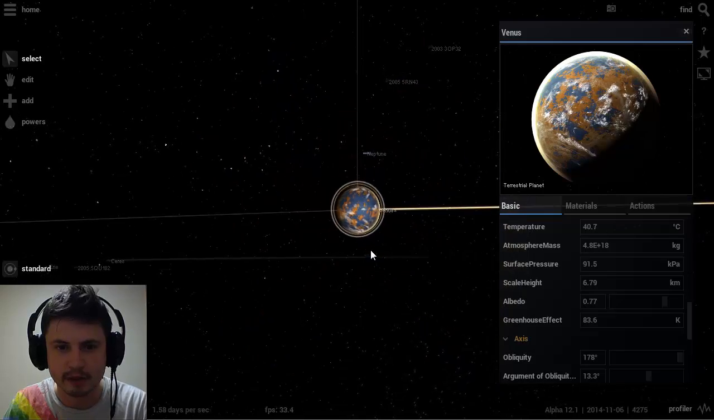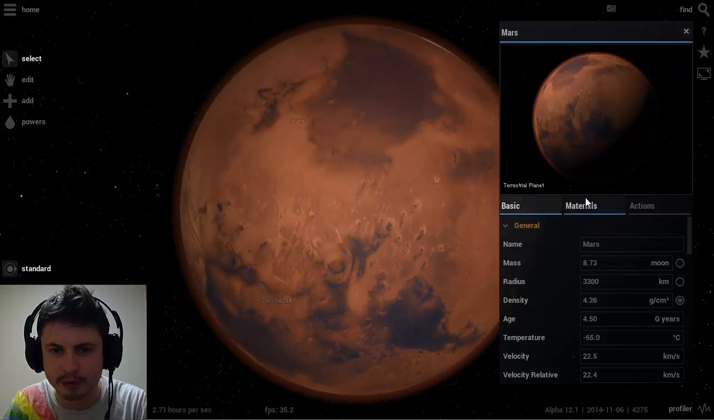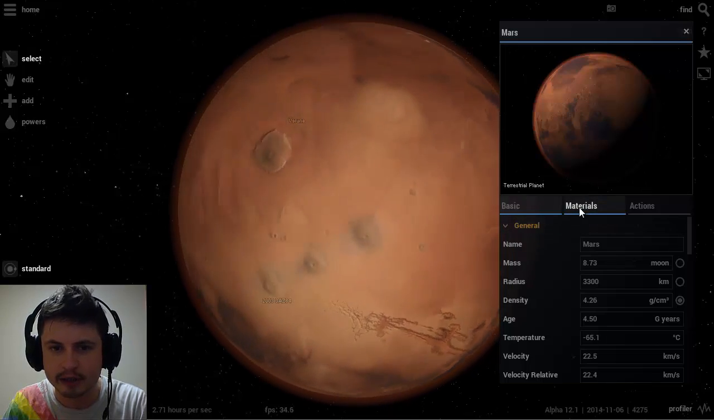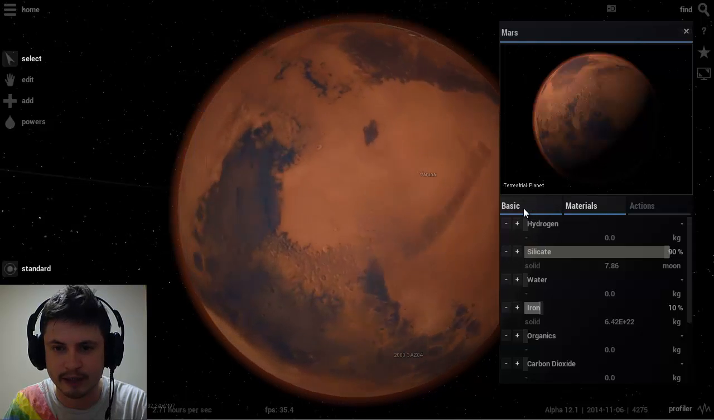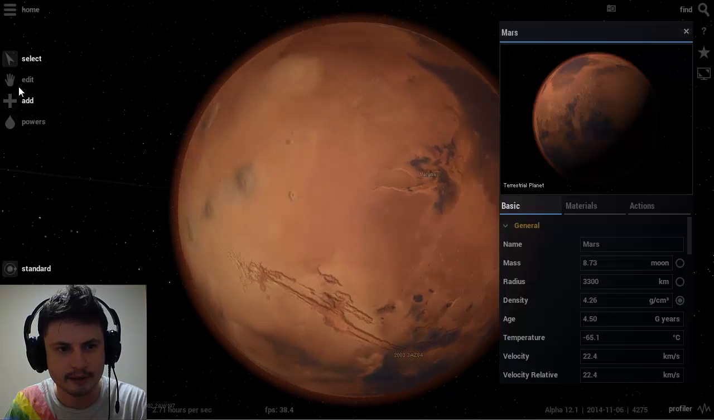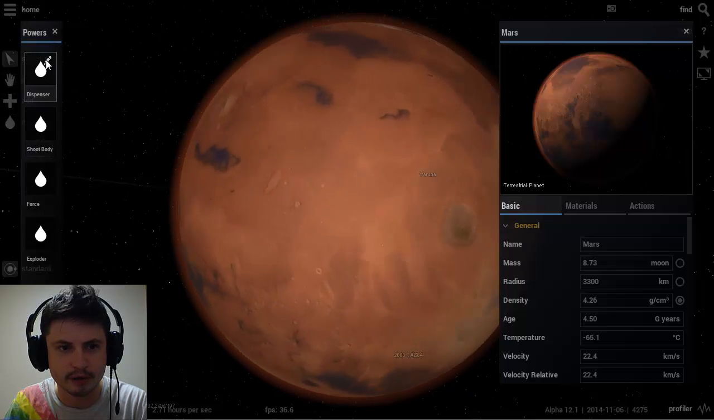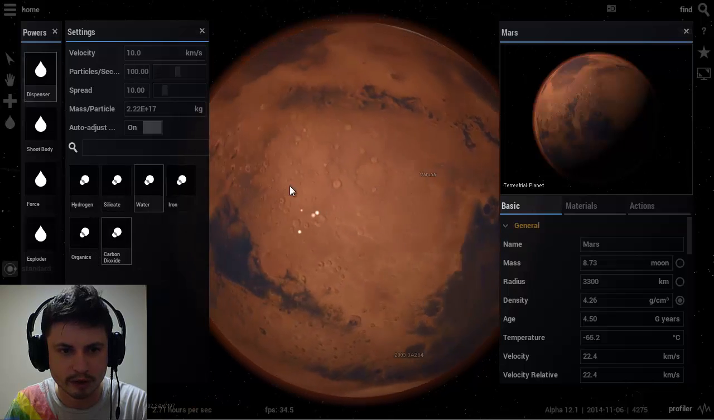Next planet is Mars. And welcome to the red planet. So here the problem is the opposite. We have not enough atmosphere and not enough greenhouse effect. So what we're going to do is shower this planet with atmosphere and make the atmosphere just a little bit more pressurized than on Earth. And for this we're going to use our dispenser to give it some more carbon dioxide and some more water.